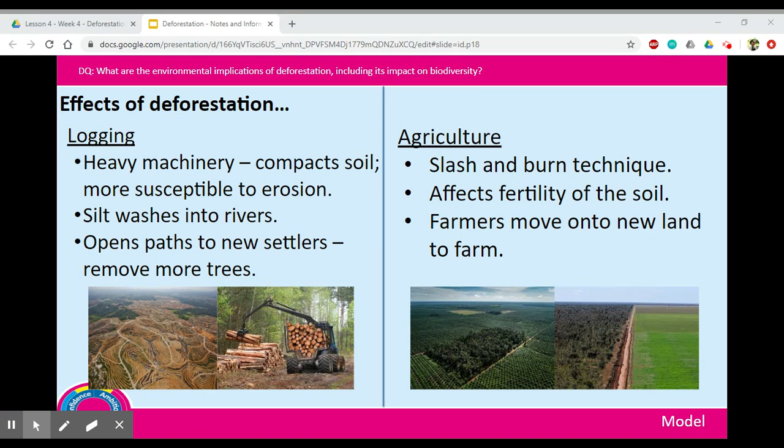So remember, both of these are reducing biodiversity because they're making the land uninhabitable for plants and animals. And those animals and plants are going to die off and cause a reduction in biodiversity in the Amazon rainforest.